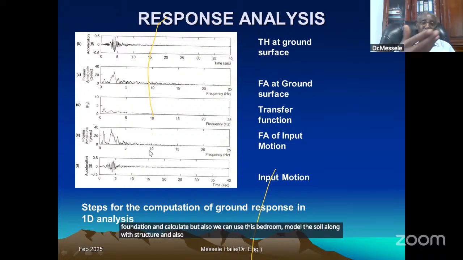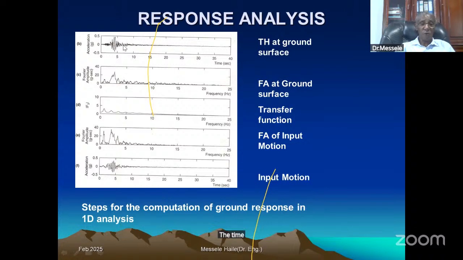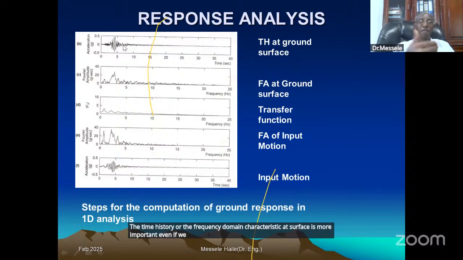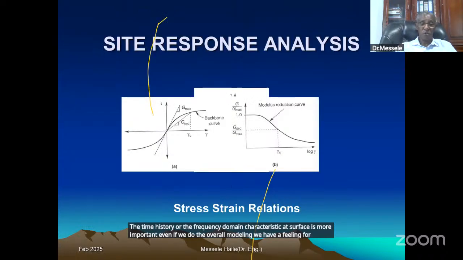But it is good to design this way, make the site analysis and understand the time history or the frequency domain characteristic at the surface, which is more important. Even if we do the overall modeling, we have a feeling for the soil this way.